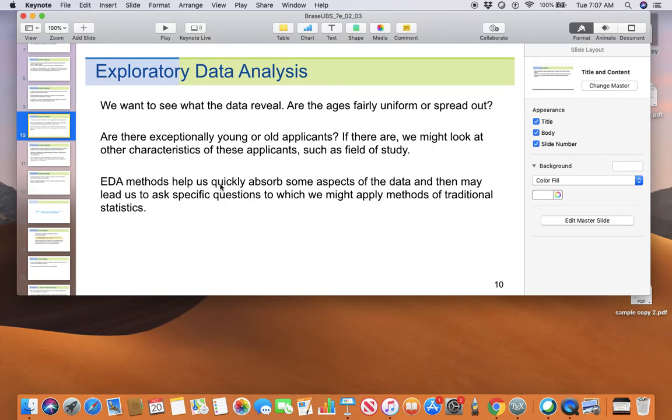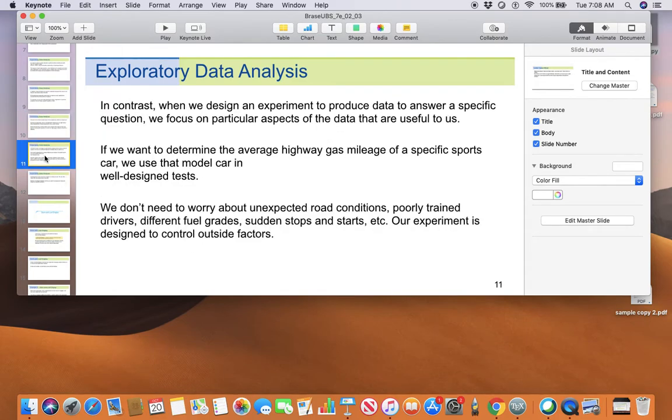EDA methods help us quickly absorb some aspects of the data and then may lead us to ask specific questions to which we might apply methods of traditional statistics. So first we want to explore the information and then proceed to specific questions.